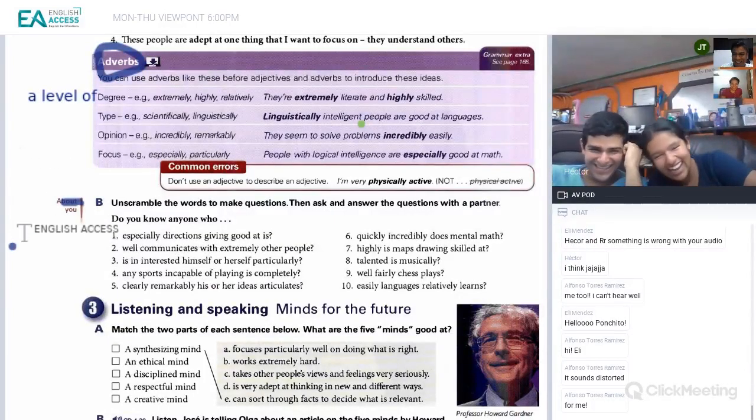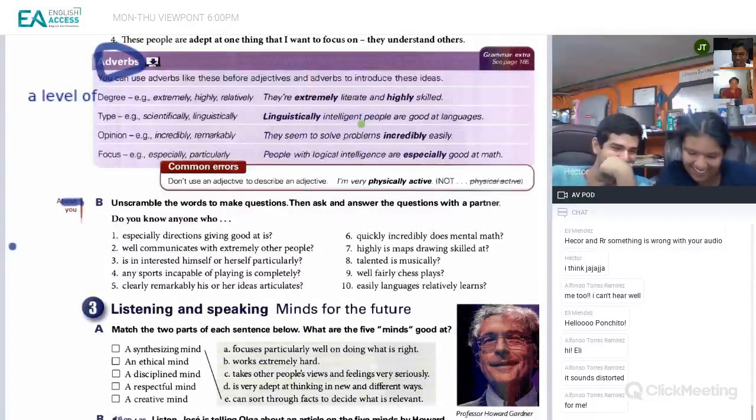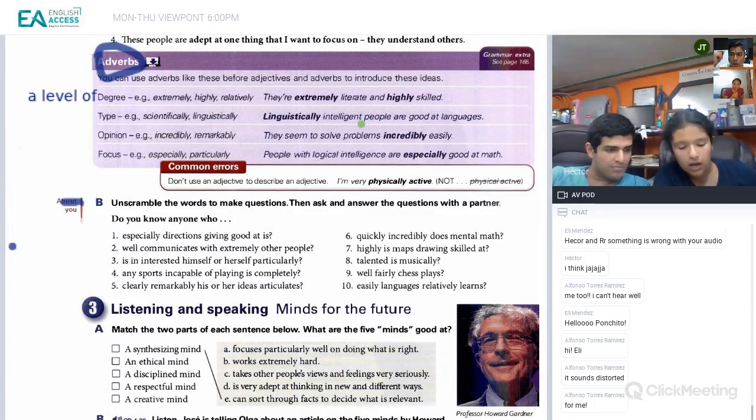Number two. Do you know anyone who communicates extremely well with other people? Someone write it in the chat, okay? Do you know anyone who communicates extremely well?